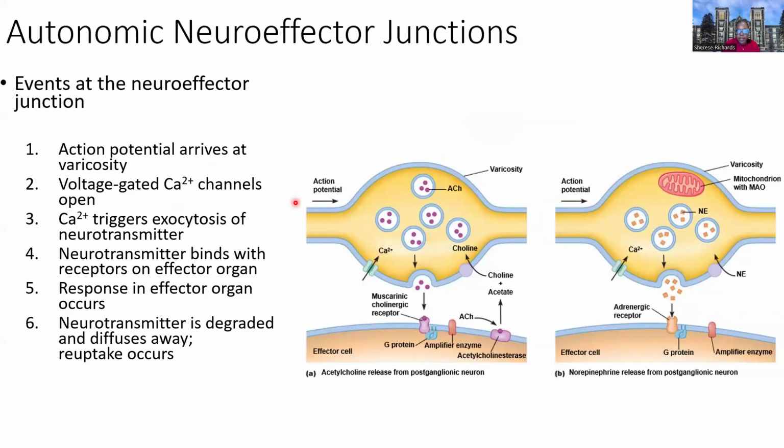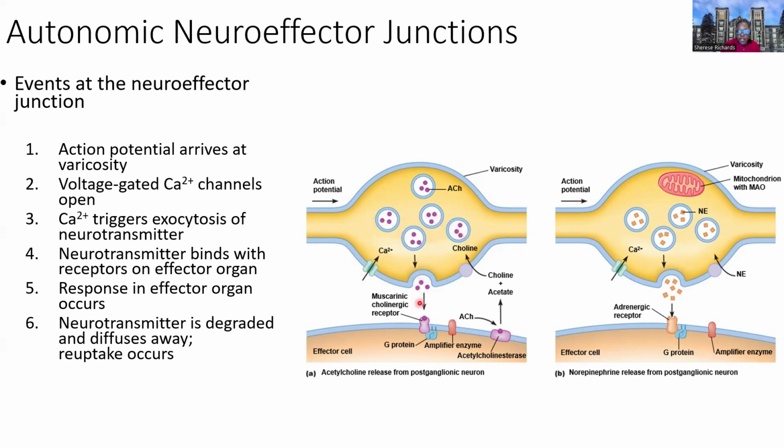So it's very similar to the synapse that we looked at earlier, but there are some crucial differences. Let's look at the sequence of events here. So step one, the action potential arrives at the varicosity. Similar to what we looked at earlier, we have voltage-gated calcium channels along the membrane of the varicosity, and the action potential here opens up these voltage-gated channels that triggers exocytosis of the vesicles that contain these neurotransmitters.